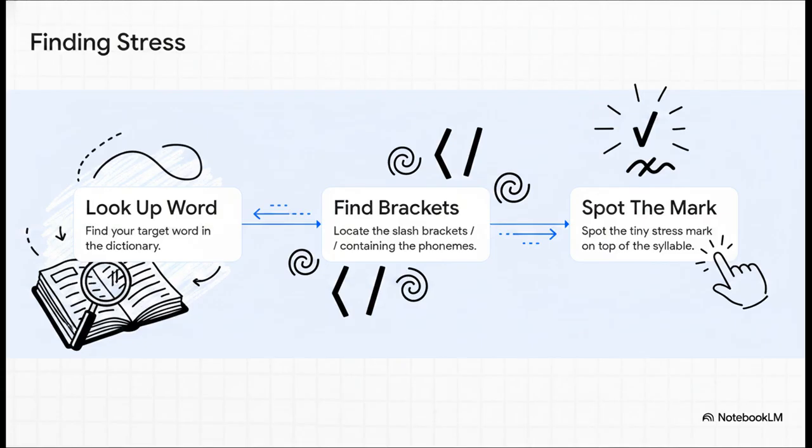Step 1, look up the word in your dictionary. Step 2, find those slash brackets containing the phonemic script. And step 3, before you even try to speak it, spot that tiny stress mark floating up on top. That little mark is your guide. It tells you exactly where to push your breath and apply that extra force.